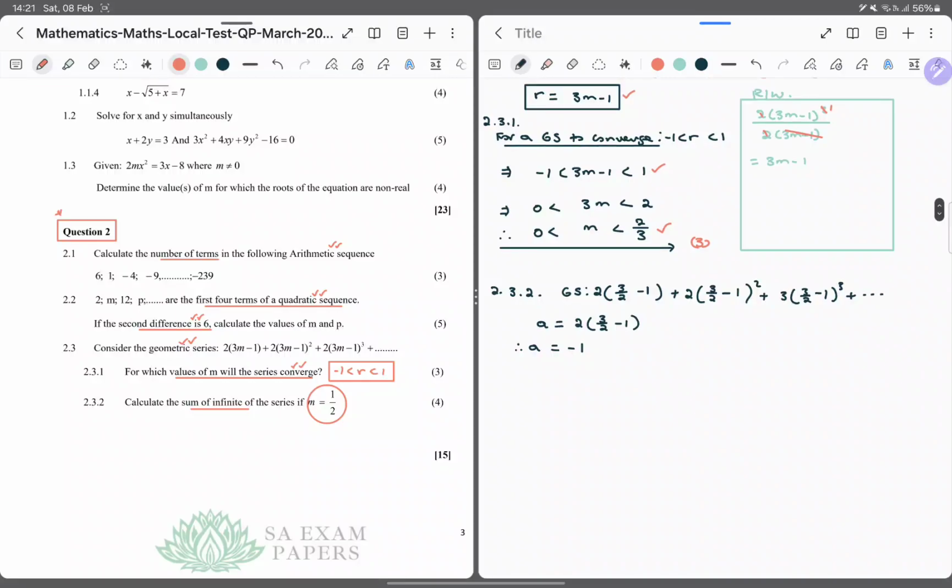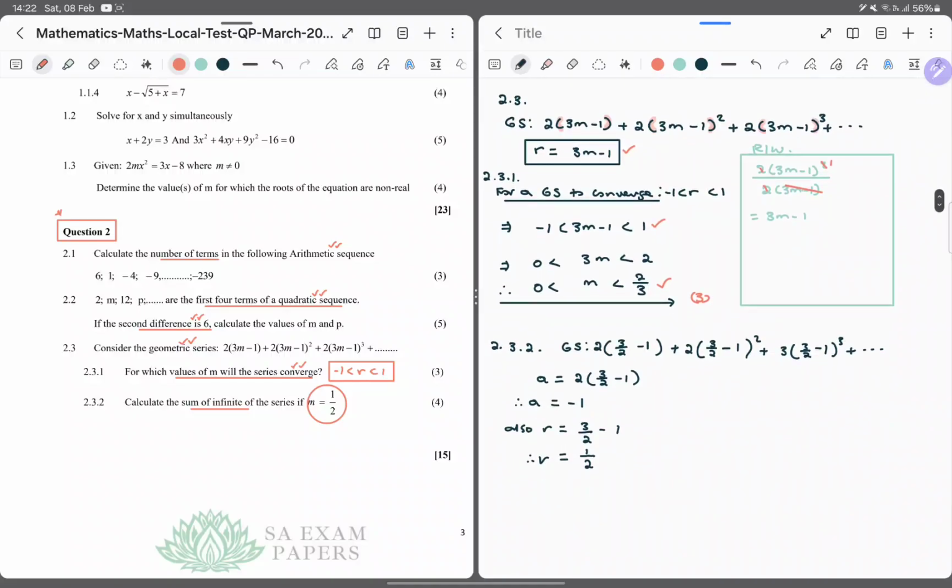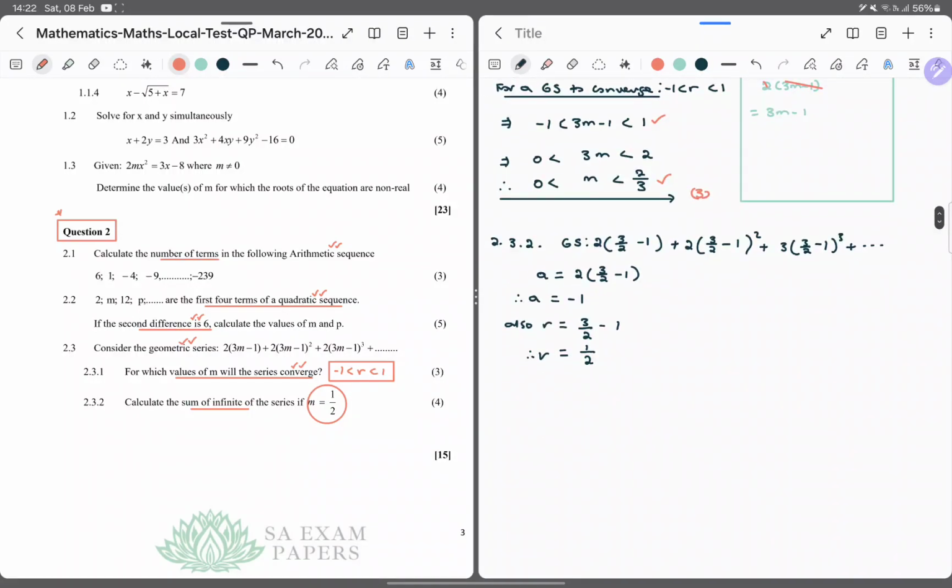And then what else are we going to do? We are going to do this and say also r is equal to, we saw that this is just 3 over 2 minus 1. What is this? Multiplied there, this is just 1 over 2. Nice and easy. Now 1 over 2 is 0.5, isn't it? And 0.5 is definitely less than 1, greater than minus 1. So that category is maintained. Now we can answer the question.